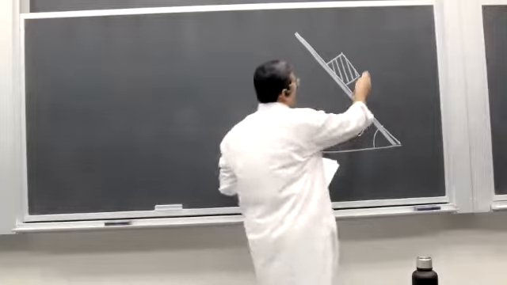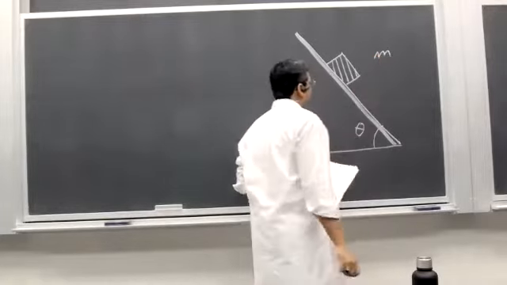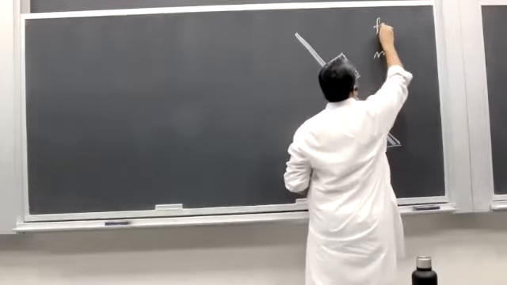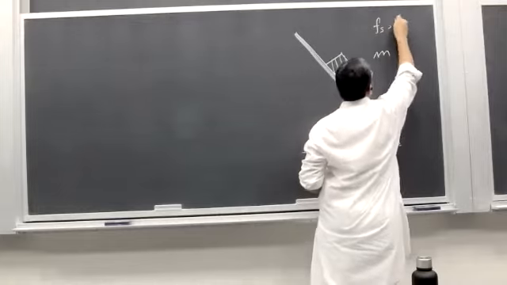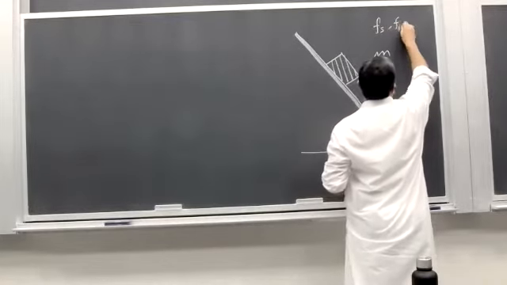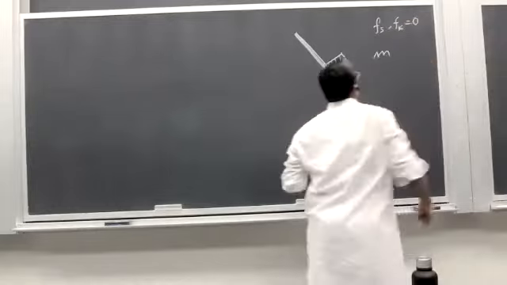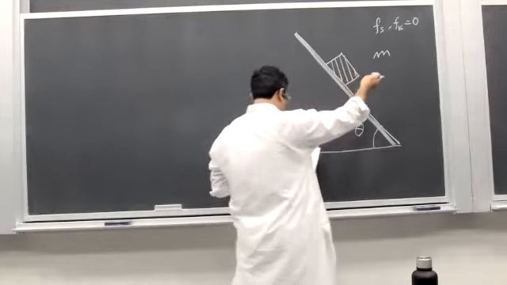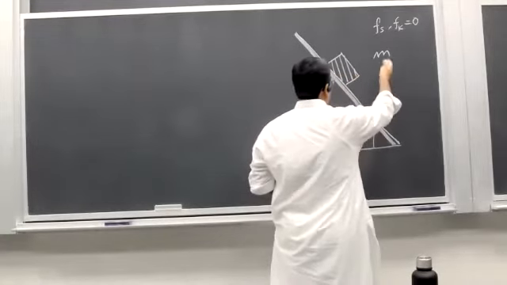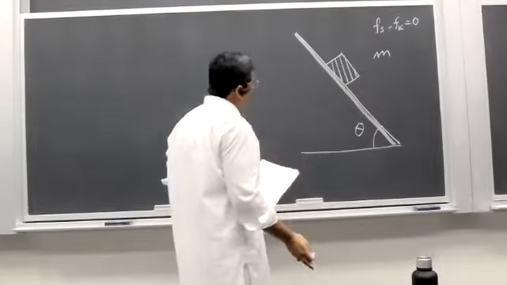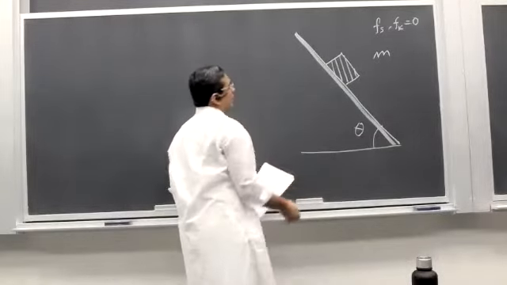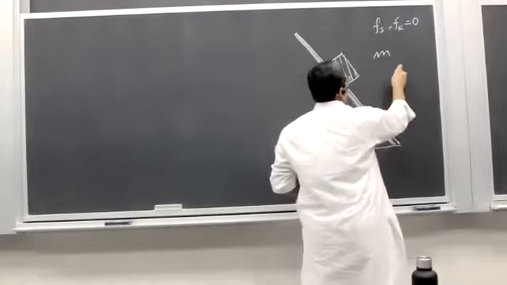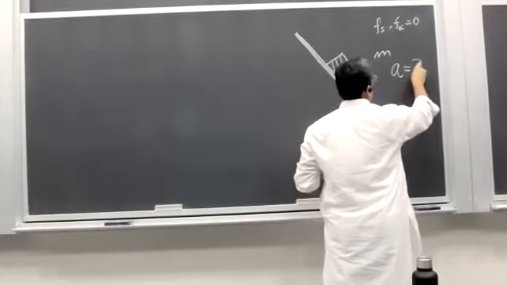First, the assumptions: we know the mass of the block is m. We also ignore the force of friction, so F_s or F_k is 0. No friction. These are the assumptions or knowns of the problem, and the mass is equal to m. The inclined plane is not moving. What we are interested in is finding the acceleration of the block.